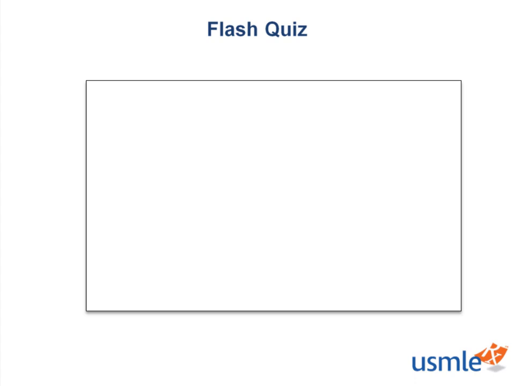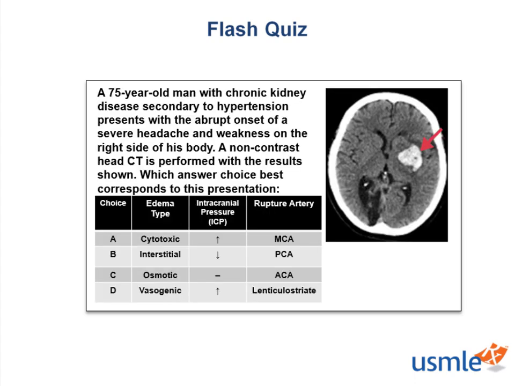Alright friends, it's time for a flash quiz. The question reads that a 75-year-old man with chronic kidney disease secondary to hypertension presents with the abrupt onset of a severe headache and weakness on the right side of his body. A non-contrast head CT is performed with the results shown. Which answer choice best corresponds to this presentation? Take a moment, read through the answer choices, and select one.